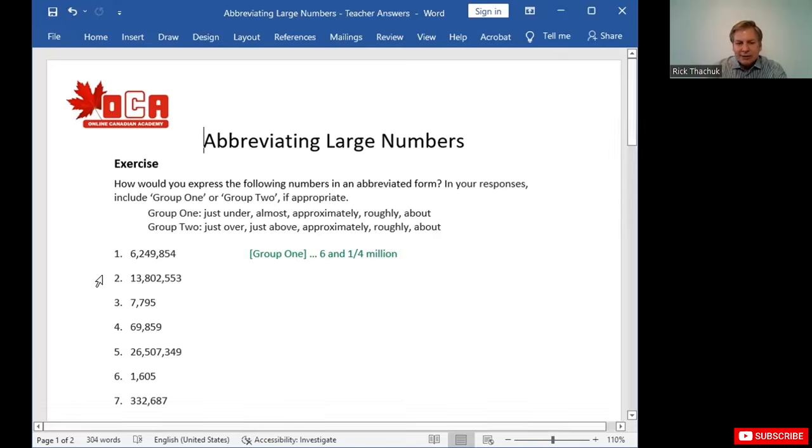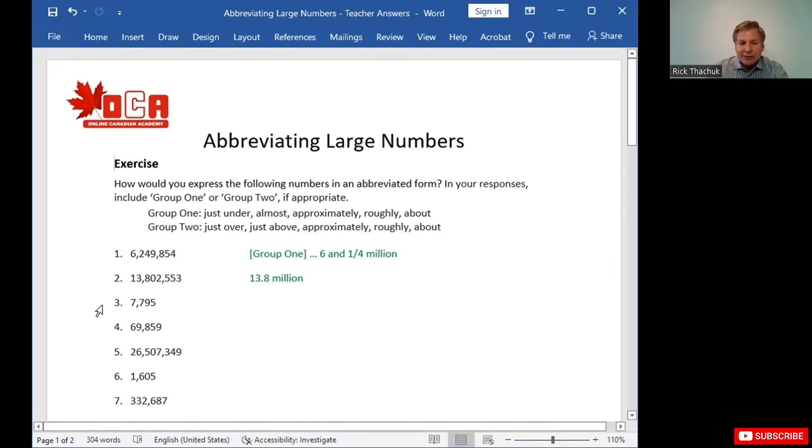13,802,553. Well, in this case, it's not really close to a large even number or a fraction of a number. So I think the best strategy here is to change the units to millions and round to one decimal place. And that number then becomes 13.8 million. When I want to refer to that number, that's what I'll say.